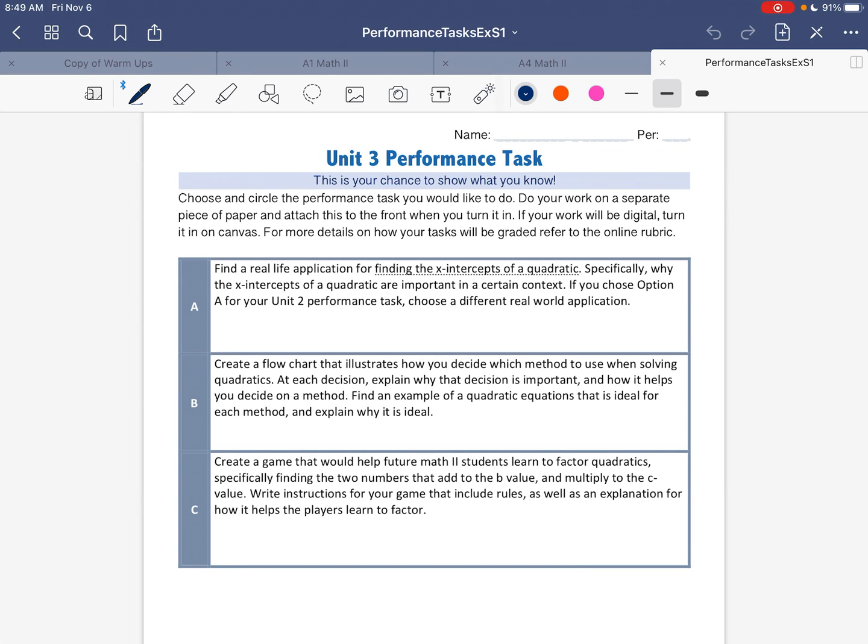Alright, so this is about the Unit 3 performance task. I'm just going to talk about your options and how this might look. So the Unit 3 performance task, your first option, option A, is to find a real-life application for finding x-intercepts of a quadratic. Specifically why the x-intercepts of a quadratic are important in a certain context.